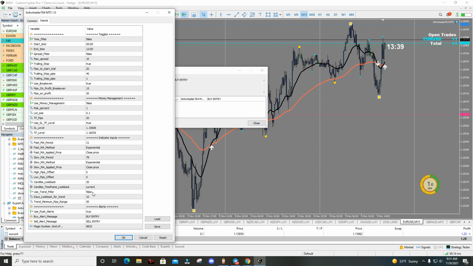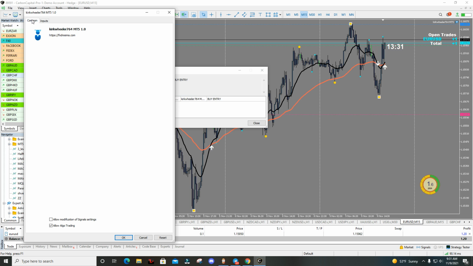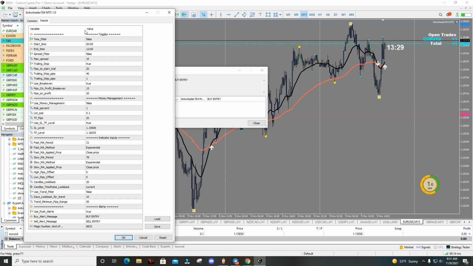I like this. I like this trend filter. I just got to understand the trend filter and which one to buy or sell. You know, because how did it know to enter? Well, we'll go over it. But I like this. I like this.